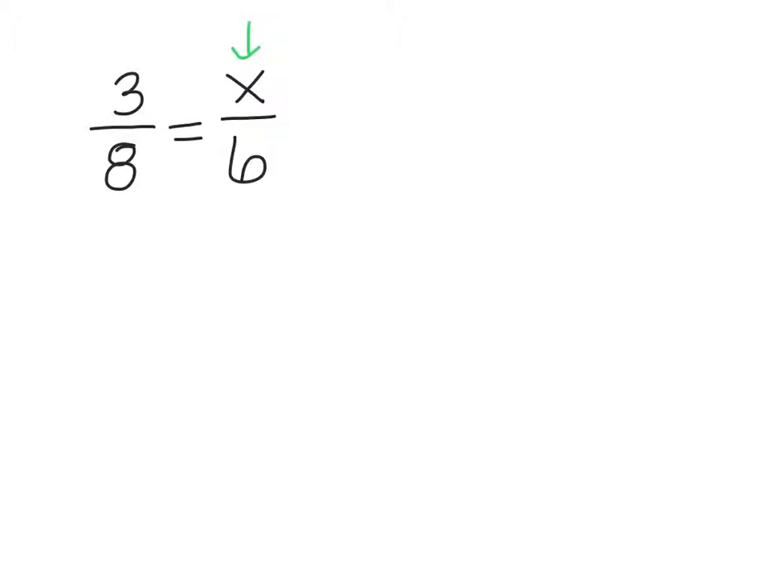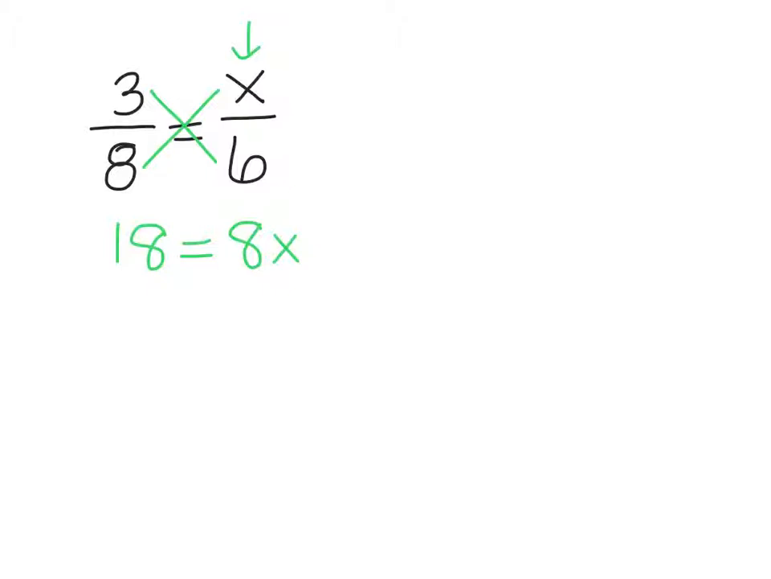So we're going to use the cross products and do 3 times 6 to get 18, and 8 times x to get 8x. And we're going to put an equal sign in between them because, again, if they are truly a proportion, the cross products are the same. So now we can simply solve the proportion for x.